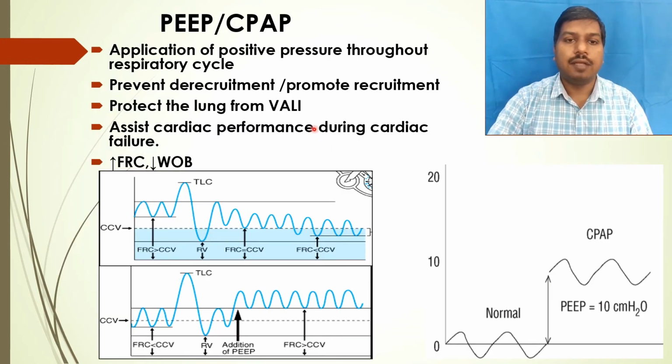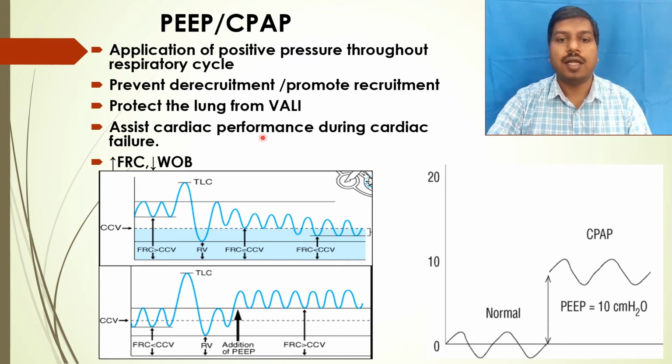Regarding PEEP and CPAP, both are the application of positive pressure throughout the respiratory cycle. If it is in a control or assisted mode of ventilation, this is called PEEP, and if it is in a spontaneously breathing patient, it is called CPAP. It helps in preventing de-recruitment and promotes recruitment. It protects the lung from ventilator-associated lung injury. It assists in cardiac performance during cardiac failure. It increases the functional residual capacity and decreases the work of breathing.